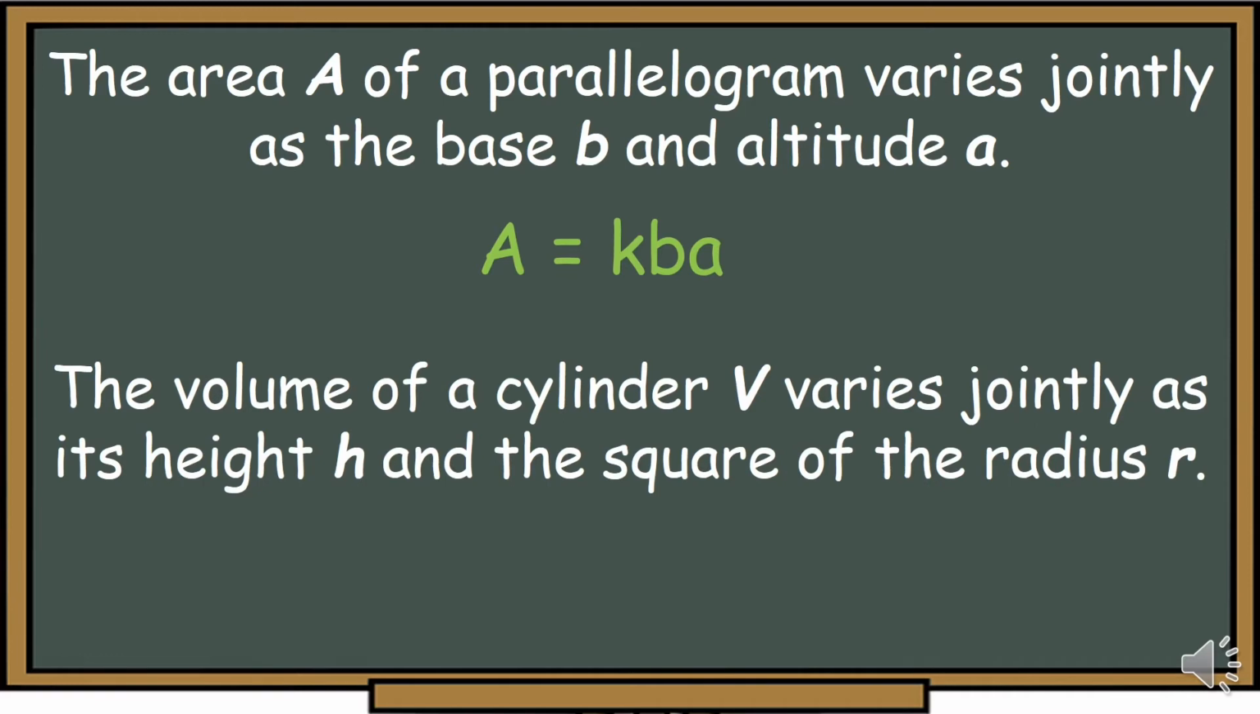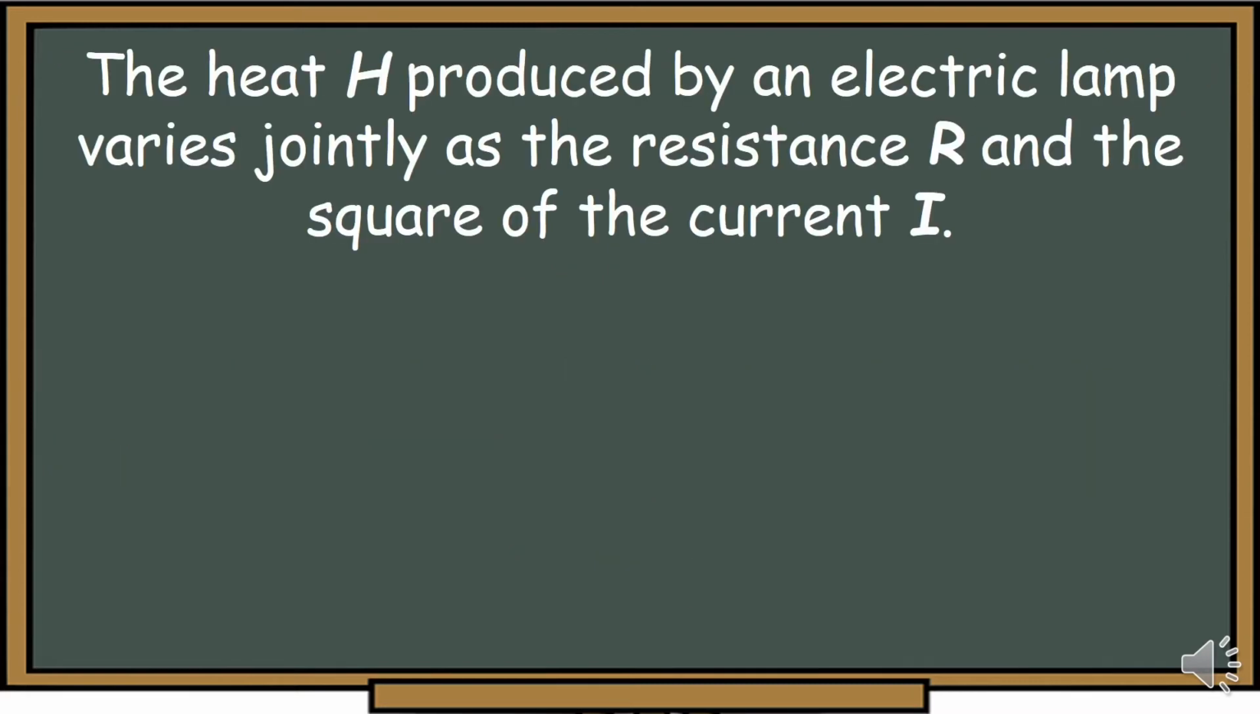Next, the volume of a cylinder varies jointly as its height and the square of the radius. And the equation for this is V equals KHR squared. Next, the heat produced by an electric lamp varies jointly as the resistance and the square of the current. Okay, that is H equals KRI squared.